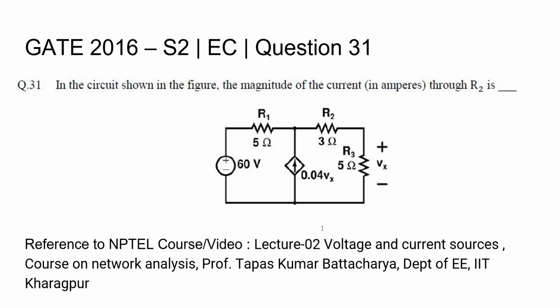Question 31. Electronics and Communication Engineering, GATE 2016 Set 2. In the circuit shown in the figure, the magnitude of the current in amperes through R2 is dash.